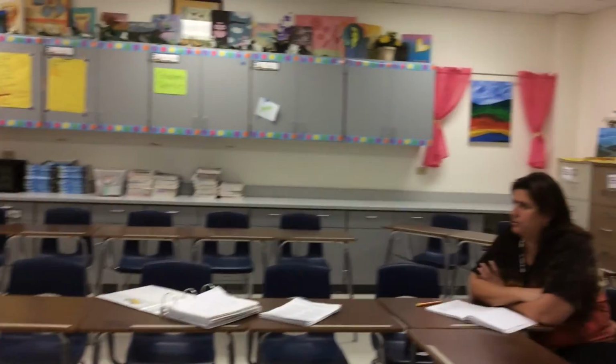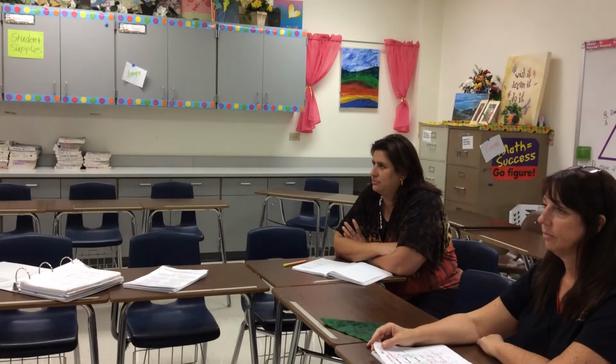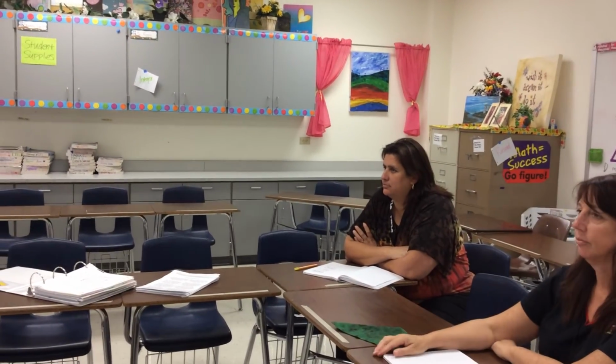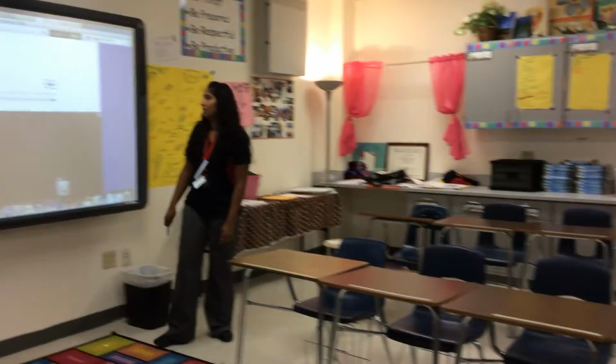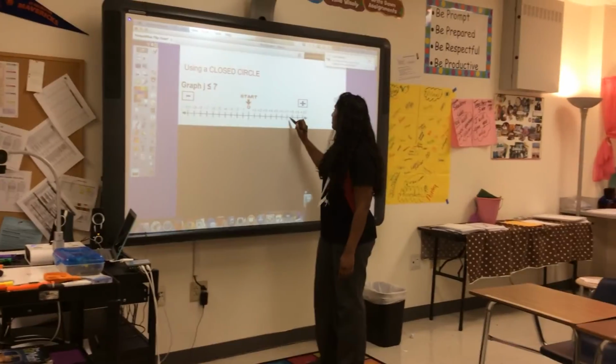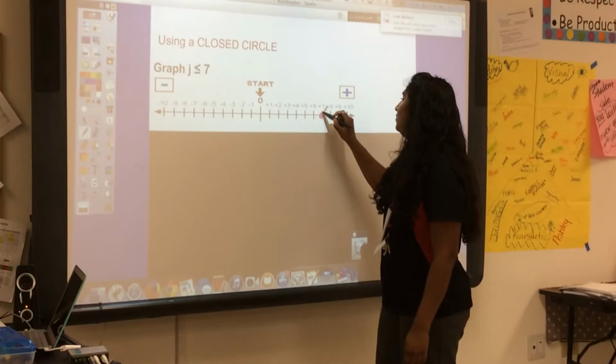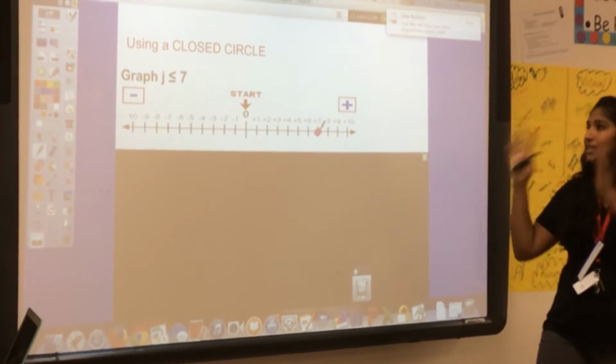Less than or equal to. So this time, we have to include the number 7 in our graph. And is it going to be a +7 or -7, class? Positive. +7. So I'm going to draw a closed circle. So I'm going to fill it in all the way. I'm going to exaggerate it for you so you can really see.